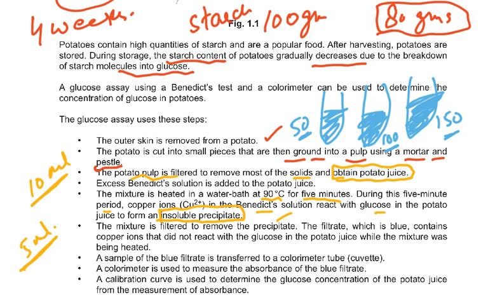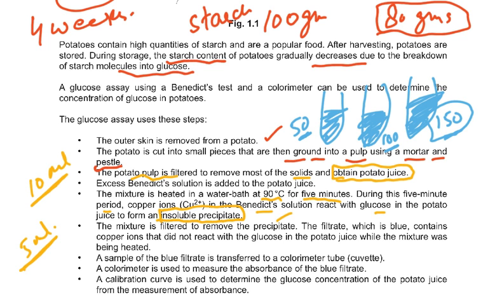So now I want you to start thinking. Light blue, mid blue, dark blue. The darker the color, the more the absorbance. So if this is dark blue, that means it has less glucose in it, because more copper means that there was less glucose. So this is what you have to understand.